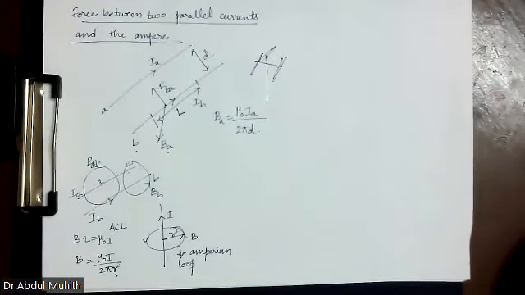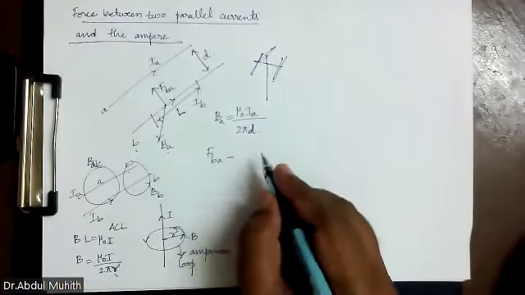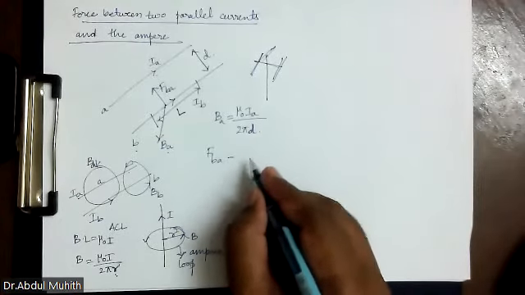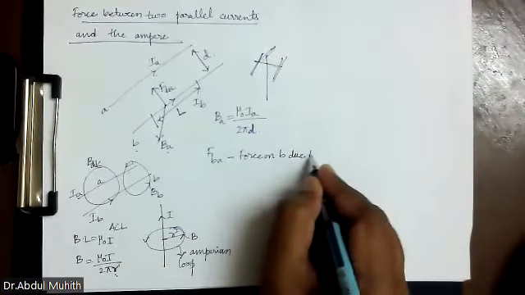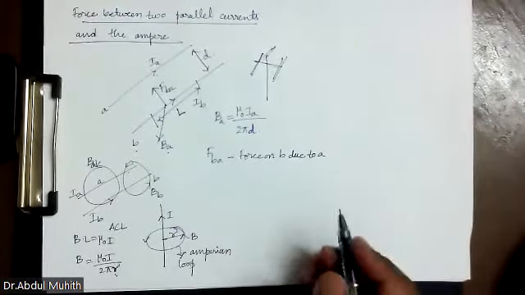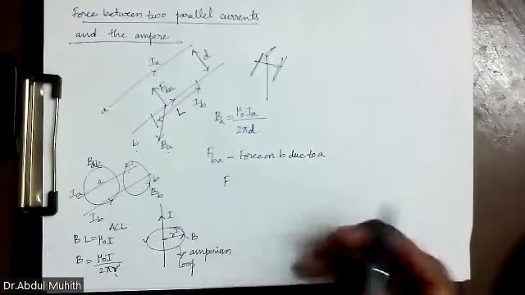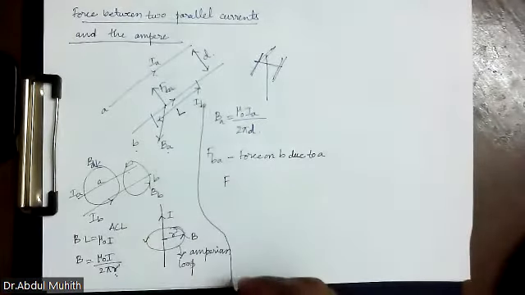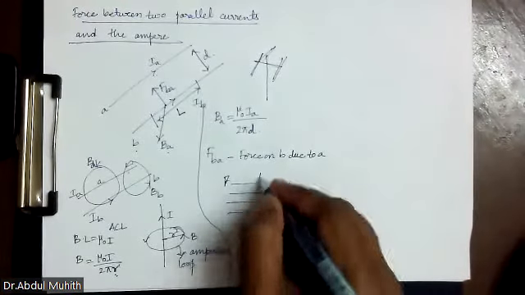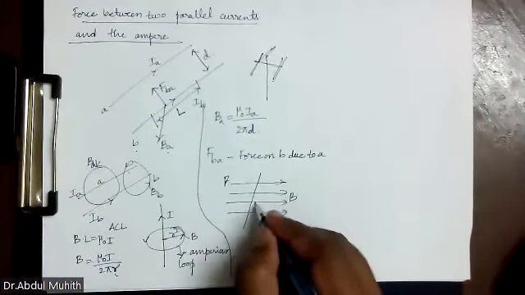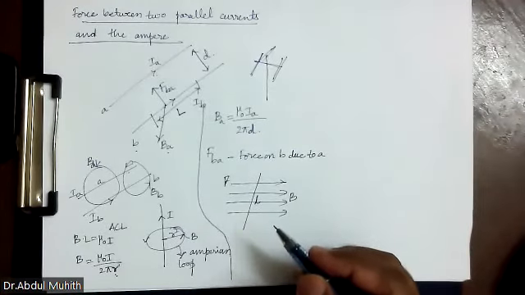Now, what is FBA? FBA is the force on the length segment of B due to A. Simple one, force on B due to A. Force on the second wire due to the first wire. So how much is the force? According to the formula from the second derivation, when a current carrying conductor is placed in a magnetic field, I will go back. This was the derivation. When a current carrying conductor is placed in a magnetic field, with this the magnetic field and this the length, what is the formula?